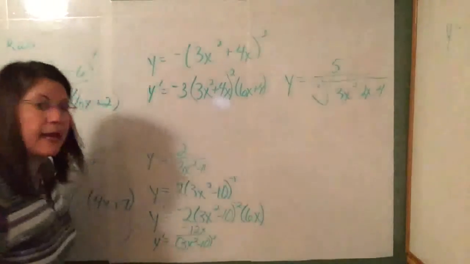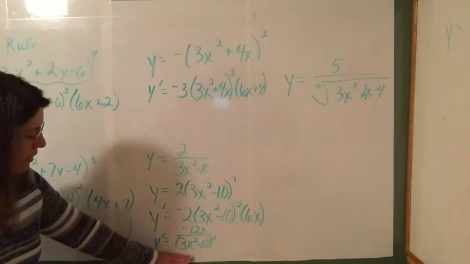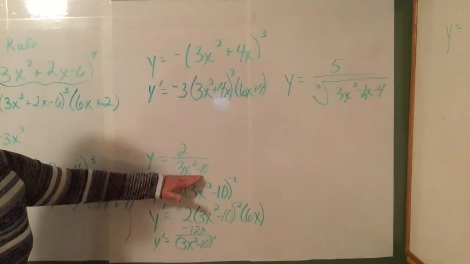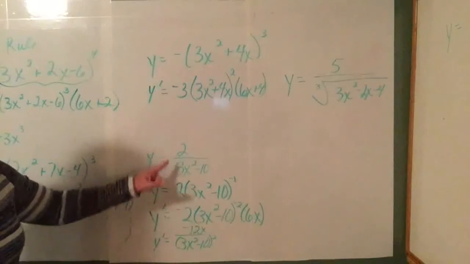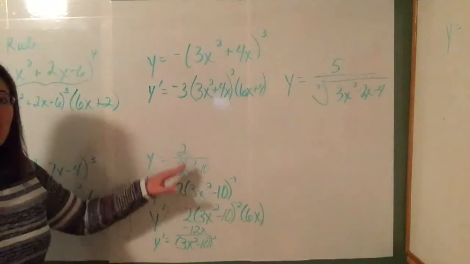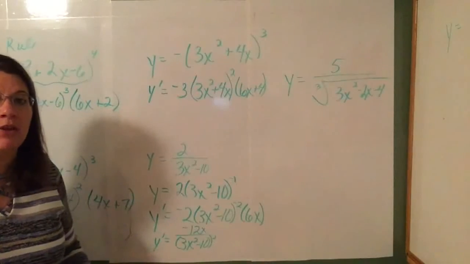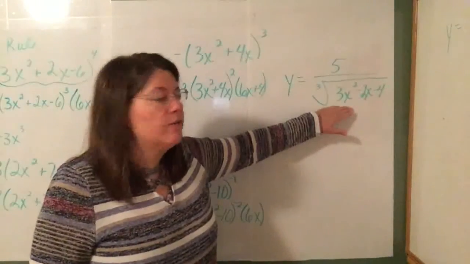And if you think about that, if we were to have done the quotient rule here, wouldn't we have ended up with the 3x squared minus 10 on the bottom squared? So you could do it with the quotient rule to check yourself, but I think you're going to find that anytime we can convert it to the chain rule, it is going to make it a little bit easier for us. Here's another one that requires a rewrite.